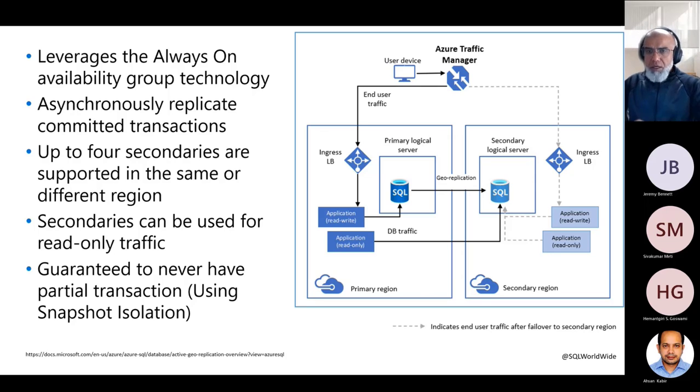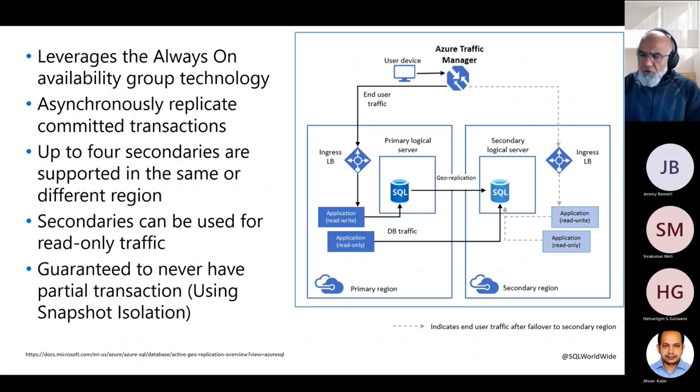It's not built in. So you bring up another server in a secondary region, and then you constantly replicate your data. This is at a database level. This is not a group of databases. This is an asynchronous replication. You can do up to 4 secondaries in different regions. And you can also use these secondaries for read-only traffic. So if you have reports and read-only traffic, you can redirect those to the secondary, and you can reduce the burden on your primary node.